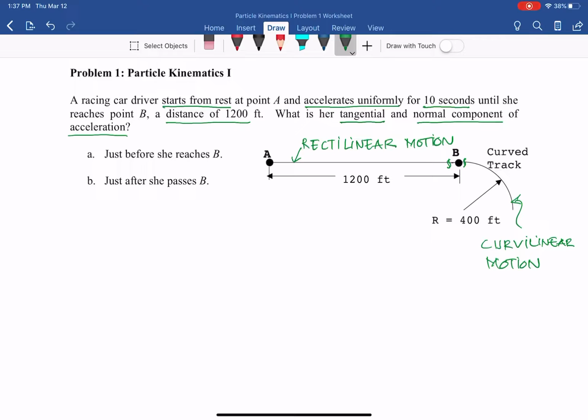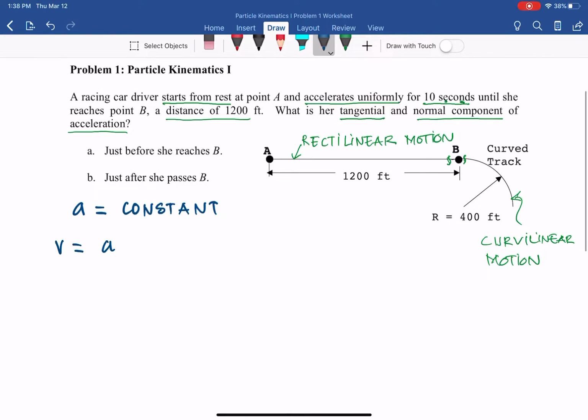We start with what is given and try to find the relationship. They give you the uniform acceleration, the 10 seconds, which is the time, and the distance of 1200 feet. So we want to find the relationship between time, acceleration, and distance. We start with acceleration, which, being uniform, is constant. Next, we integrate the acceleration with respect to time. So we have v, velocity, equal to the integral of a dt, and a is constant, so that equals at plus c1, the first constant.